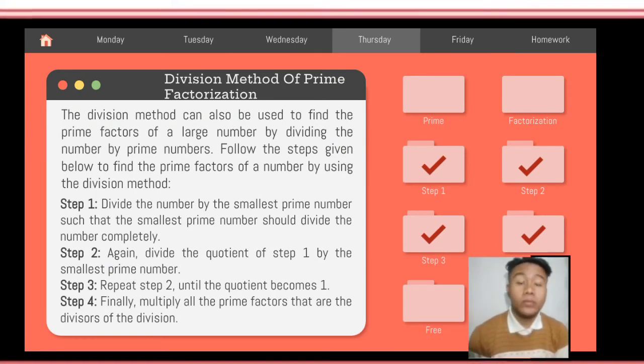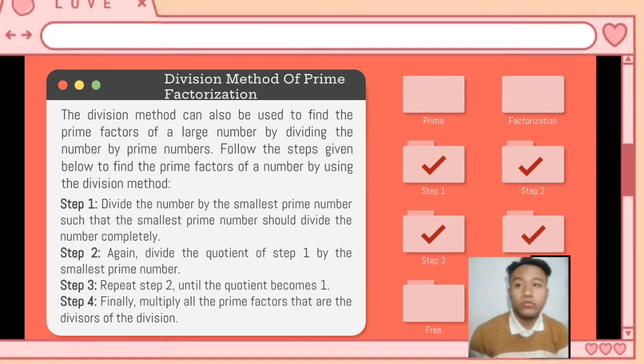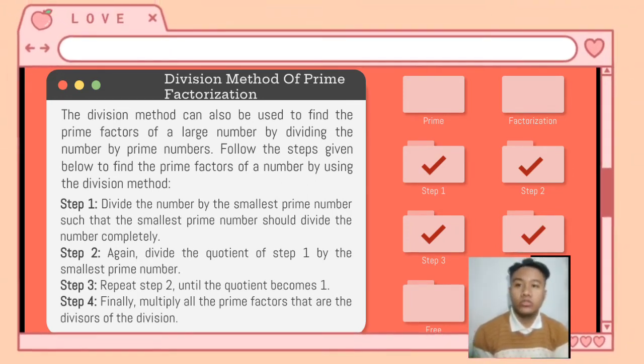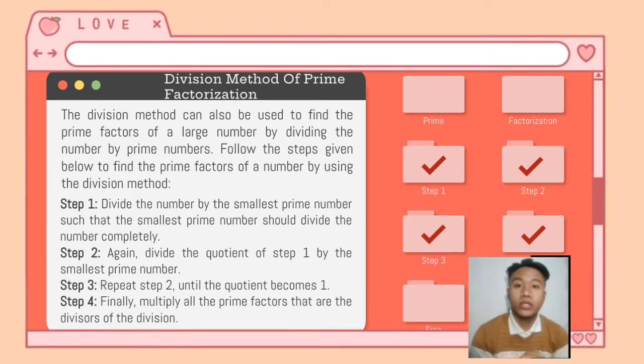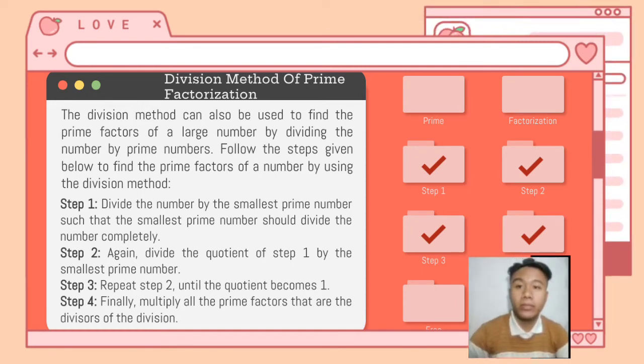Good day everyone, my name is Haley Joel Bellarmino from BSIT4B, and today I am going to discuss the division method of prime factorization. So here are the steps on how you can get the prime factors of a large number. So dito, step 1, divide the number by the smallest prime number such that the smallest prime number should divide the number correctly. So sinasabi dito, kailangan gumamit ng pinakamababang o pinakamaliit na prime factor para mas makuha niyo yung number na gusto niyo.